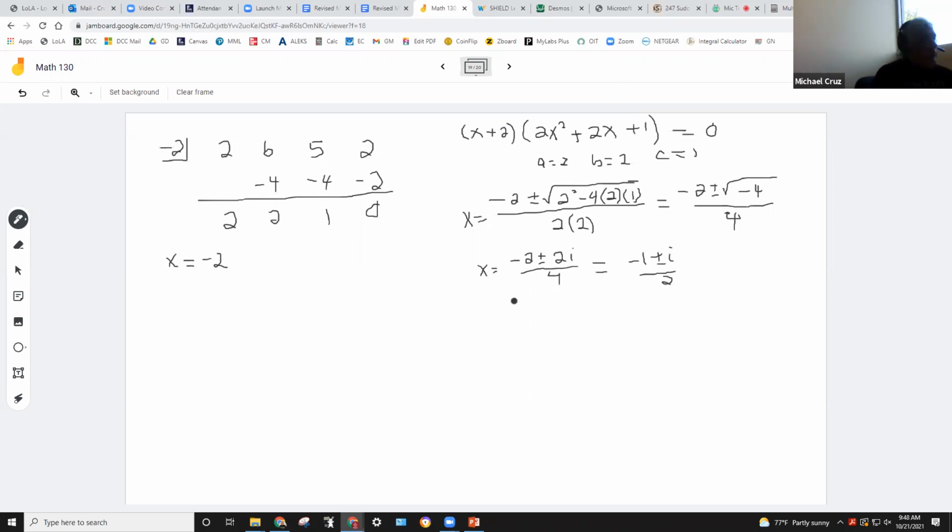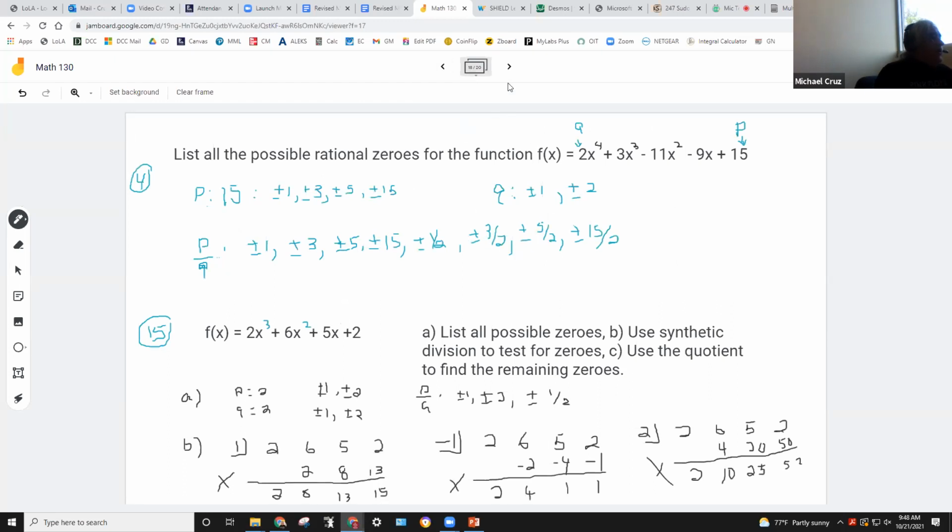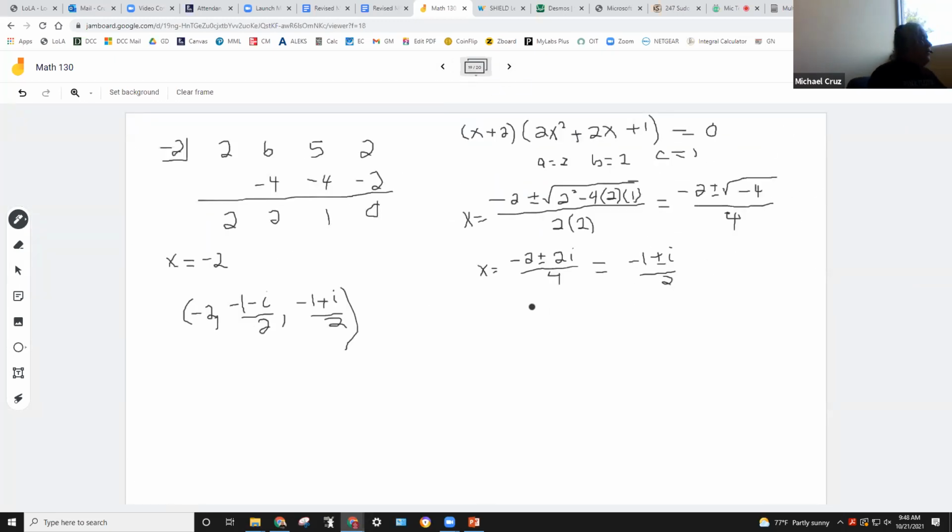So then the two solutions are negative 2, negative 1 minus i over 2, negative 1 plus i over 2. So there's your three solutions. And remember, it was originally a cubic, so that's what we were expecting, three solutions.